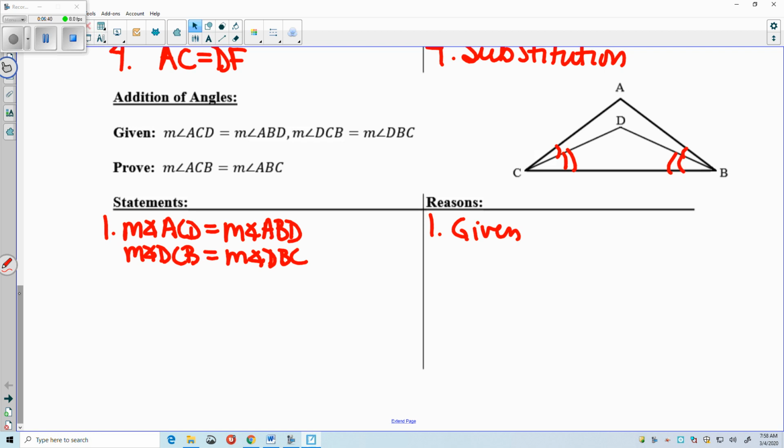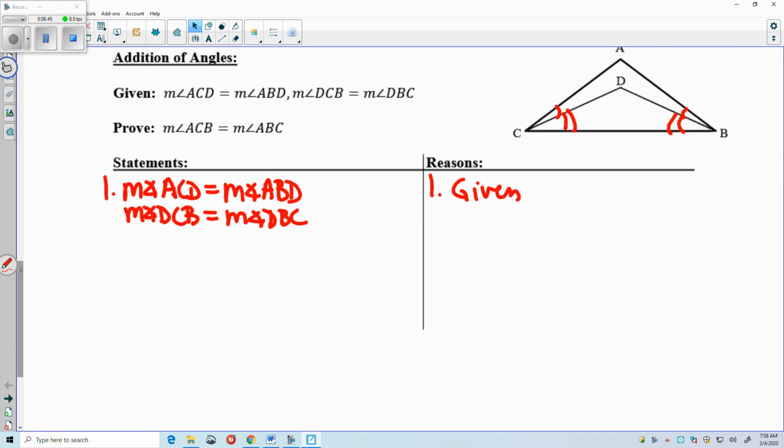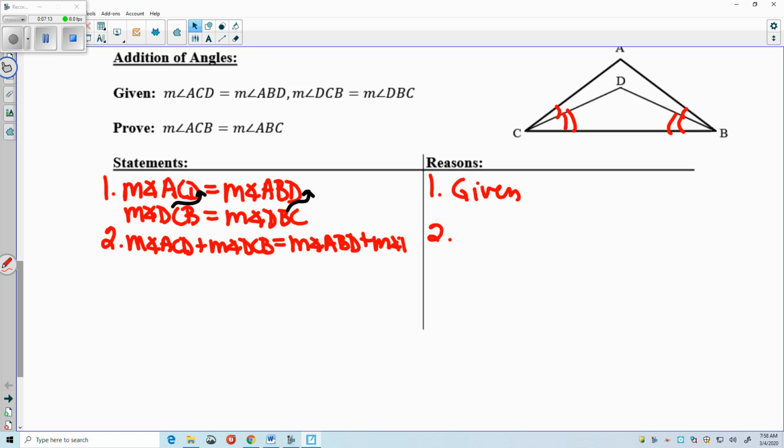Okay, so very similar in the way that that segment proof worked. We're going to pretty much do the same thing. So starting off, what can I do? I have this information. The only thing I can really do is piece them together again with that addition, plain old addition, adding equal parts to each side. So combining those two statements together, I have ACD plus the measure of angle DCB equals the measure of angle ABD plus the measure of angle DBC, and that was addition.